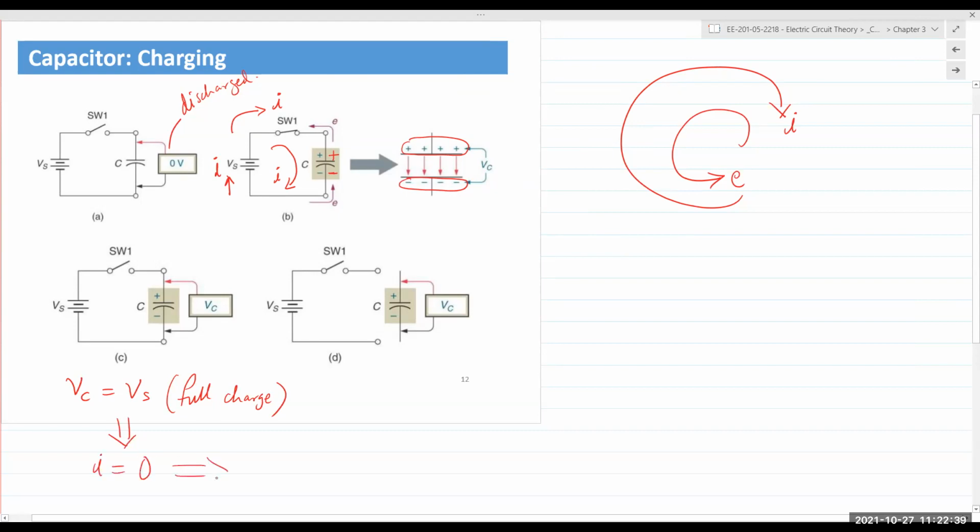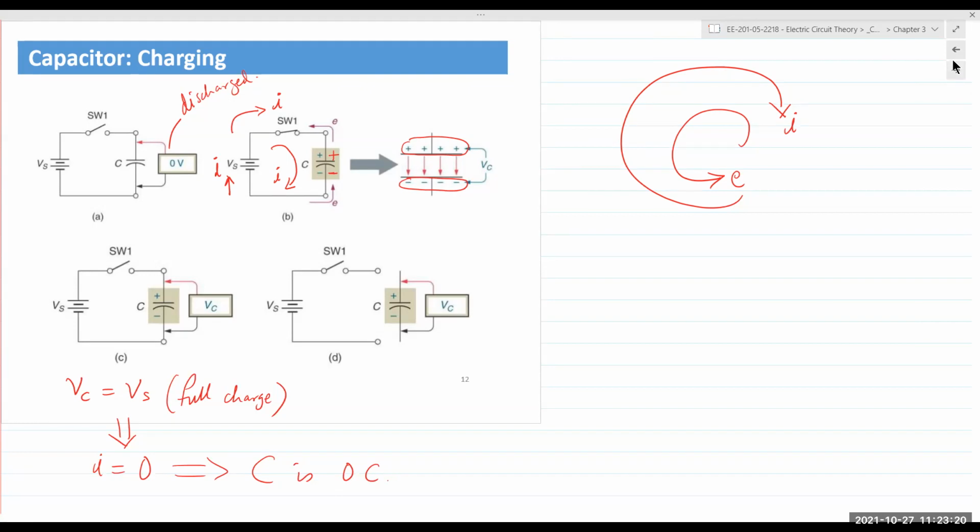So when Vc equals Vs, I equals zero, and the capacitor is open circuit. So that's the physical explanation for how a capacitor acts like an open circuit when it's fully charged. A couple of slides later, I will look at the mathematical equation. But does all of this make sense? It's a micro level physical explanation for capacitors.